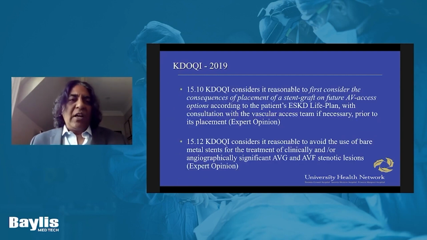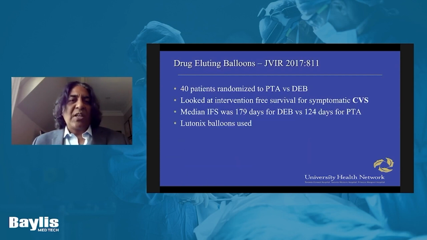I want to point out that in the KDOQI guidelines published in 2019, it is reasonable to consider placement of a stent graft as long as you consider future AV access options. In other words, don't put in that stent graft if you lose the potential for better access down the road. But more importantly, it is reasonable to avoid use of bare-metal stents for clinically or angiographically significant AVG and AVF stenotic lesions. So stay away from bare-metal stents.